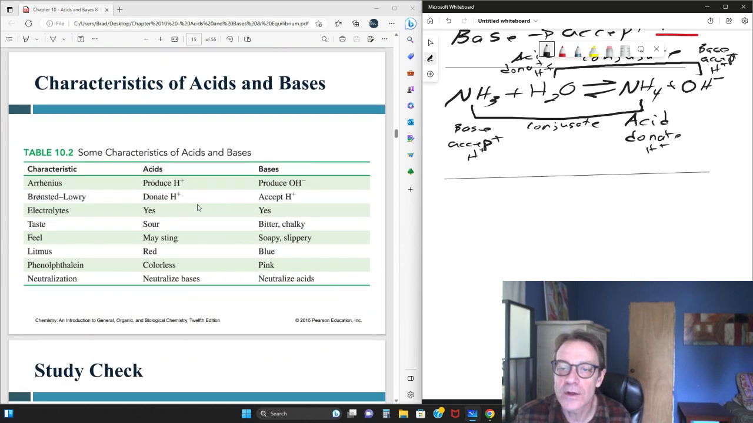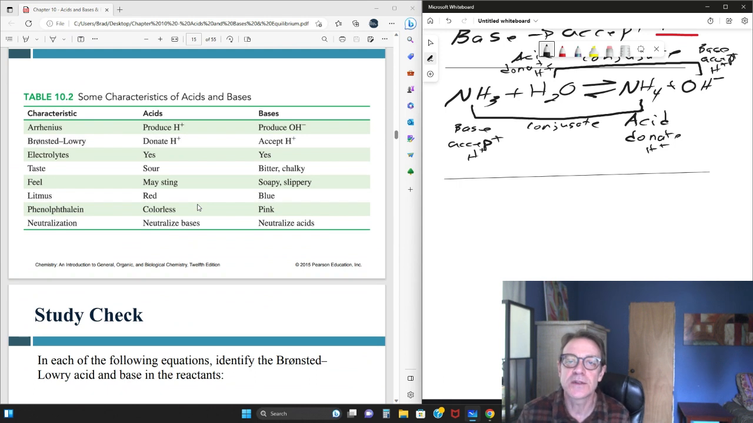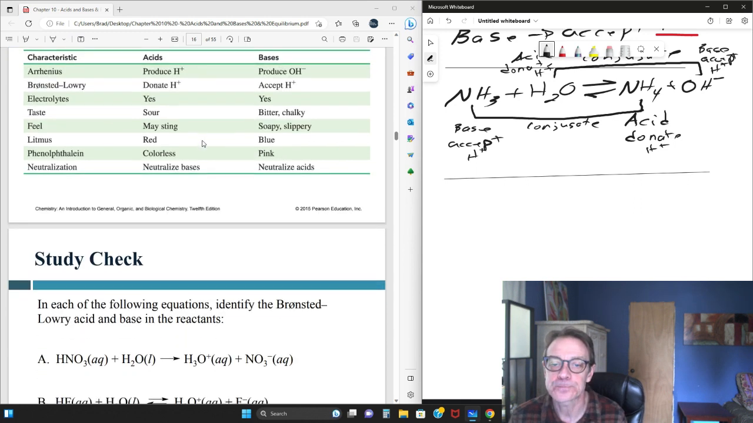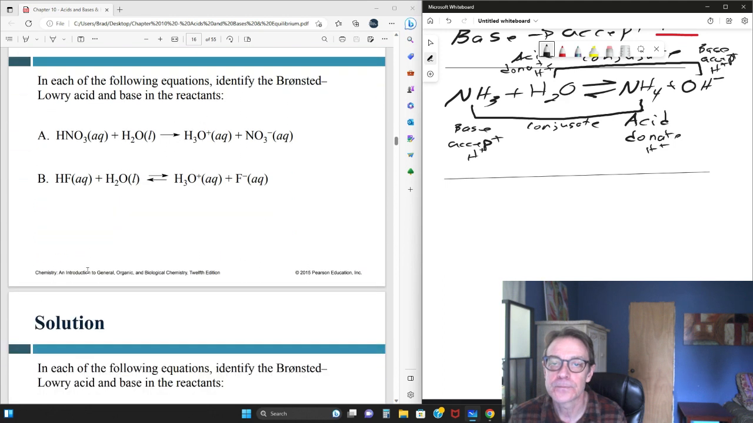Bronsted-Lowry, follow those protons, who's donating it and who's accepting it. So here we have Arrhenius acids and bases, Bronsted-Lowry acids and bases. Arrhenius donates a proton, it donates a hydroxy, and Bronsted-Lowry, all you need to do is follow the proton, the hydrogen charge, okay? So let's look at this a little more closely.